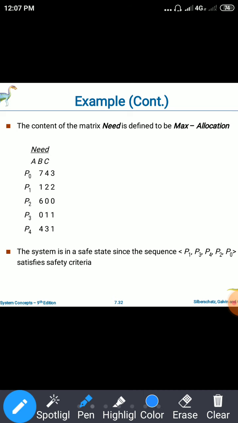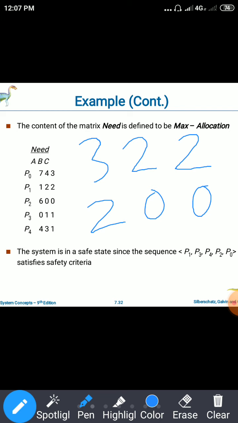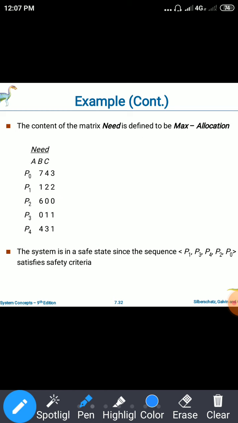Similarly, we can calculate it for P1. For P1, the maximum requirement is 322, but the allocated is 200. Now calculate the need matrix, that is maximum minus allocation. It is 2 minus 0 is 2, 2 minus 0 is 2, 3 minus 2 is 1. Hence it is equal to 122 for P1. Similarly calculate it for P2.